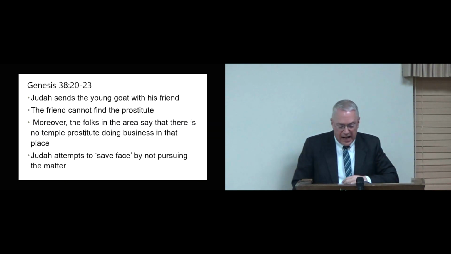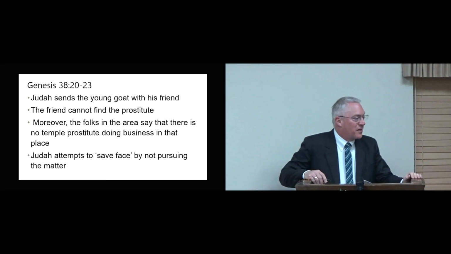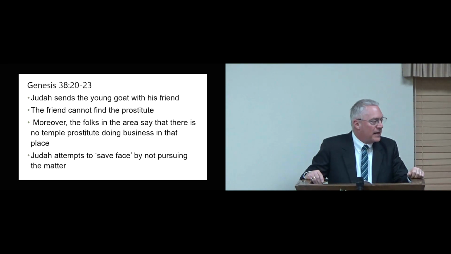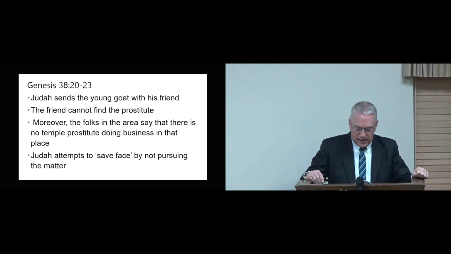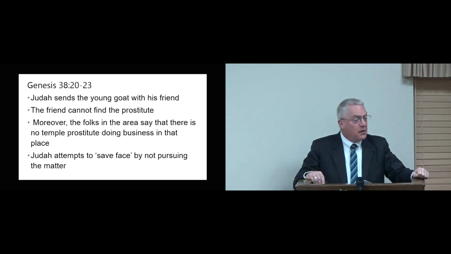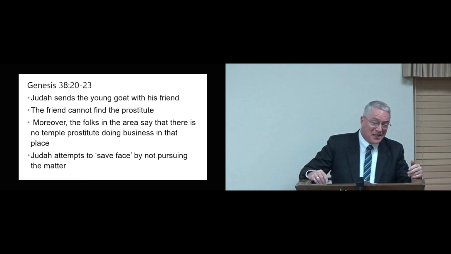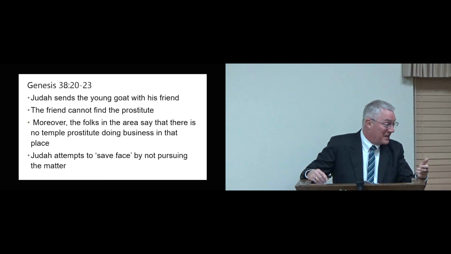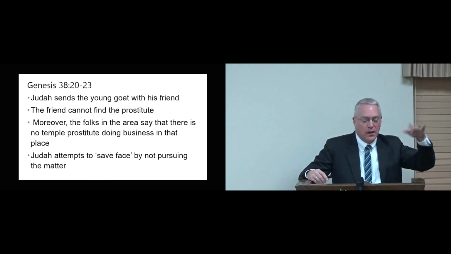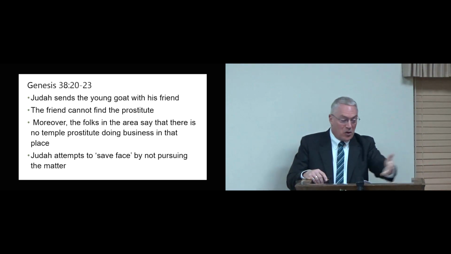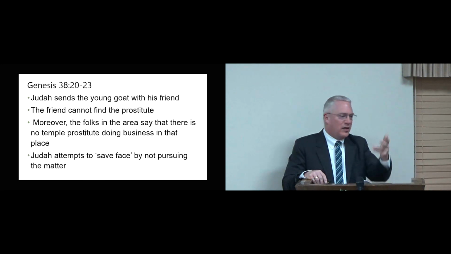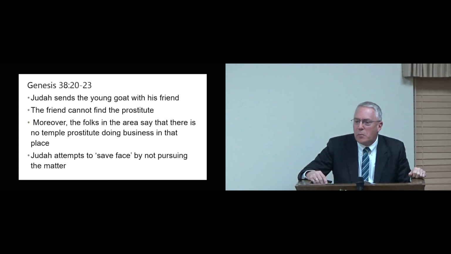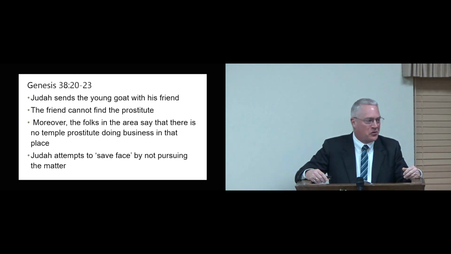All right, what happens next? Well, Judah goes up to the flock, has his buddy, the Canaanite, hey, go take a young goat back to this lady at the entrance to the town. The friend goes. I mean, this could possibly have happened on the same day, maybe, because he was on his way up to the sheep. Friend comes, goes to the place, no prostitutes there. So then he starts asking around the people. And the people, what do they all say? There's no temple prostitute here. There's never been a temple prostitute here.